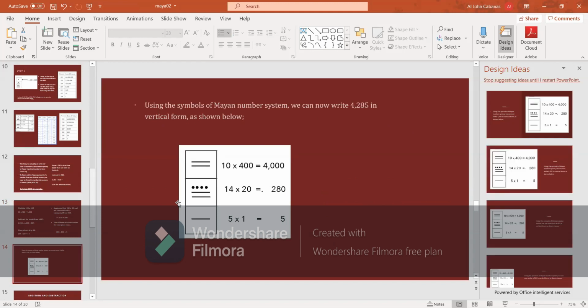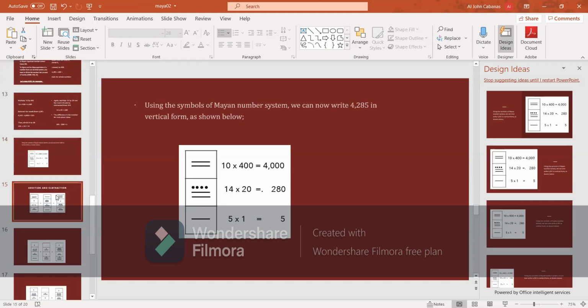Using the symbols of the Mayan number system, we can now write 4,285 in vertical form as shown below. Okay? So ang value natin ng 5, 1 bar siya. Then 14, that's 2 bars, and then 4 dots. And then yung value ng 10 would have to be 2 bars only. So that's the value of our decimal system pag i-convert naman natin sa Mayan decimal system. Okay? Okay.